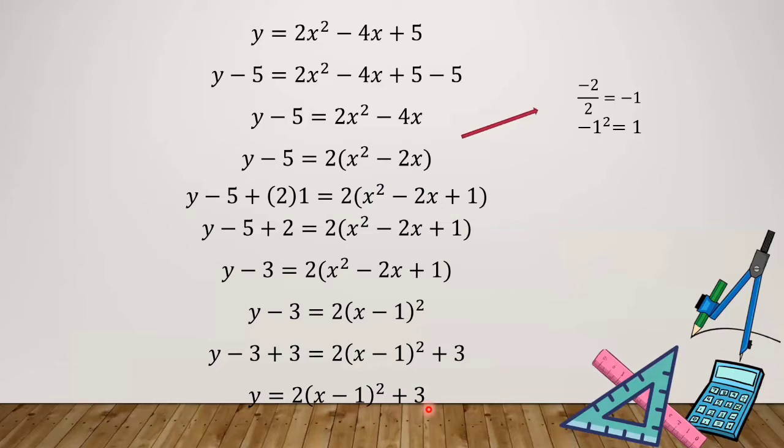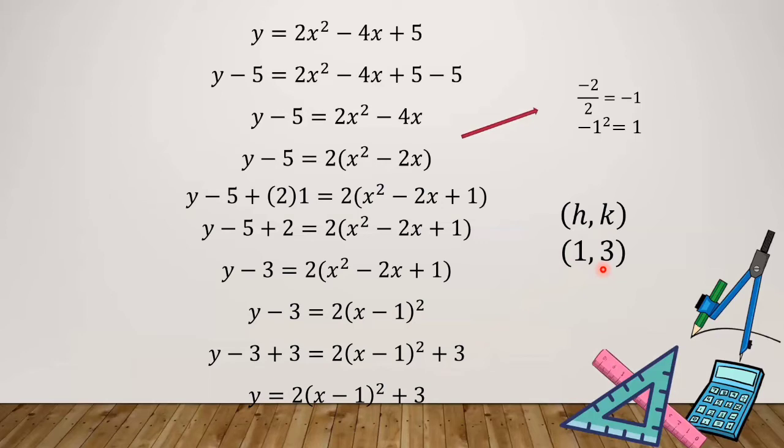Then now, we identify the h and k coordinates. So the value of h is positive 1. Bakit nga ba naging positive 1 yon? Because we get the additive inverse of negative 1, which is positive 1. Then the value of k is positive 3. So the h and k coordinates are 1 and 3. Do you have any questions or clarifications?